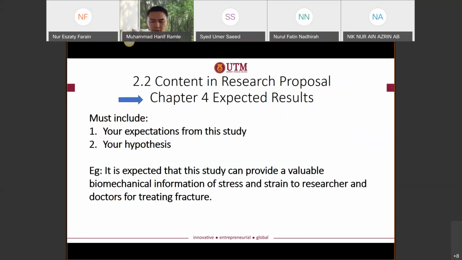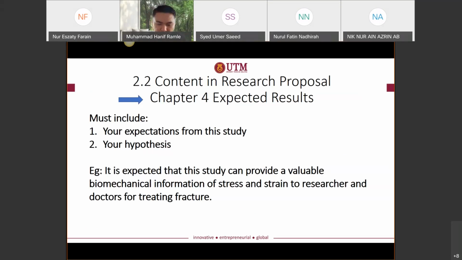Okay, so chapter 4 is about the expected results. In the proposal defense, maybe you do not have the results yet, but in some cases a student has preliminary results. You can put them in. If the result is only a little, you can put that as well. Never mind, this is not a big issue.